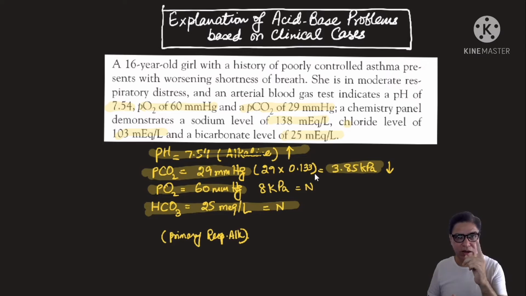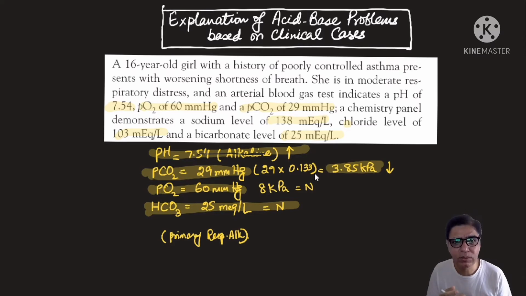So pH is up, PCO2 is down. What does that mean? Respiratory problem. So this is a respiratory what? And the pH is high, so this is a respiratory alkalosis. Look at the bicarbonate level. Bicarbonate levels are close to normal. They haven't changed. Now, normally, if the pH is alkaline and the PCO2 is down, the primary process is respiratory alkalosis.